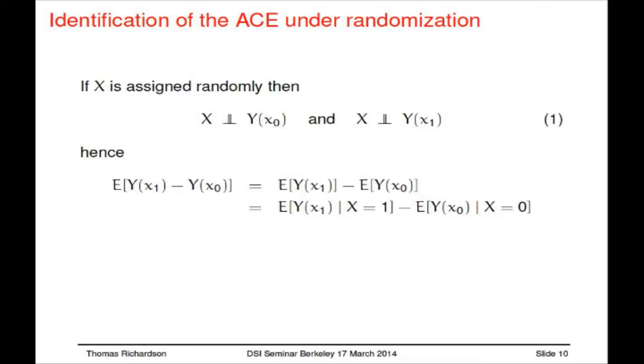And then using these independencies that we have up here, we can condition on x equals 1 here and condition on x equals 0 here. And then remembering how our observed data is related back to these potential outcomes, this then simply becomes the expectation of y given x equals 1 and the expectation of y given x equals 0, which are observed. Okay, so this is probably familiar to many of you: under randomization, our average causal effect becomes identified from the observed data.